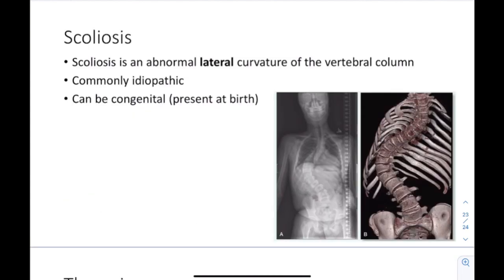Scoliosis is an abnormal lateral curvature of the vertebral column. So right here, this is scoliosis. There's a lateral curvature of the spine. It's commonly idiopathic, meaning it doesn't have a known cause, but it can be congenital. It can be present at birth, called congenital.